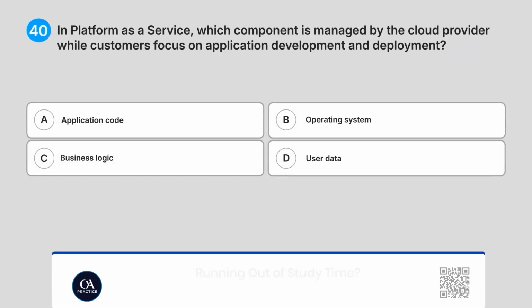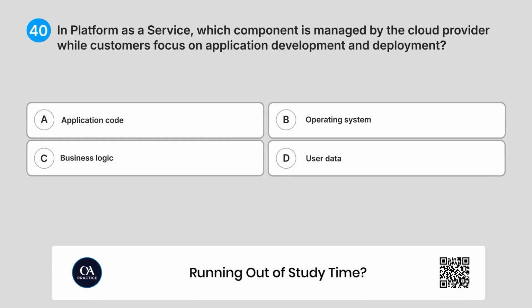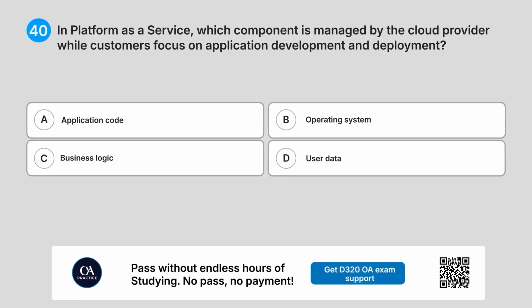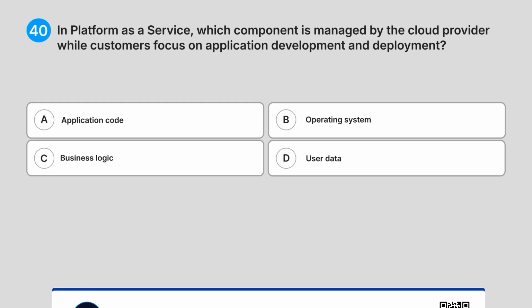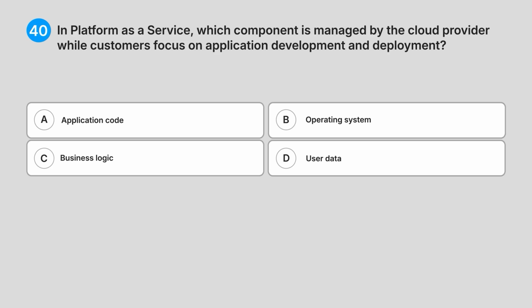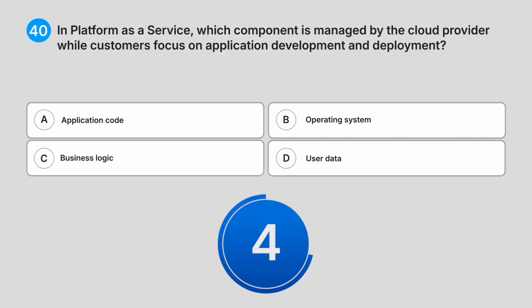40. In Platform as a Service, which component is managed by the cloud provider, while customers focus on application development and deployment? A. Application code. B. Operating system. C. Business logic. D. User data. Do you know the answer?